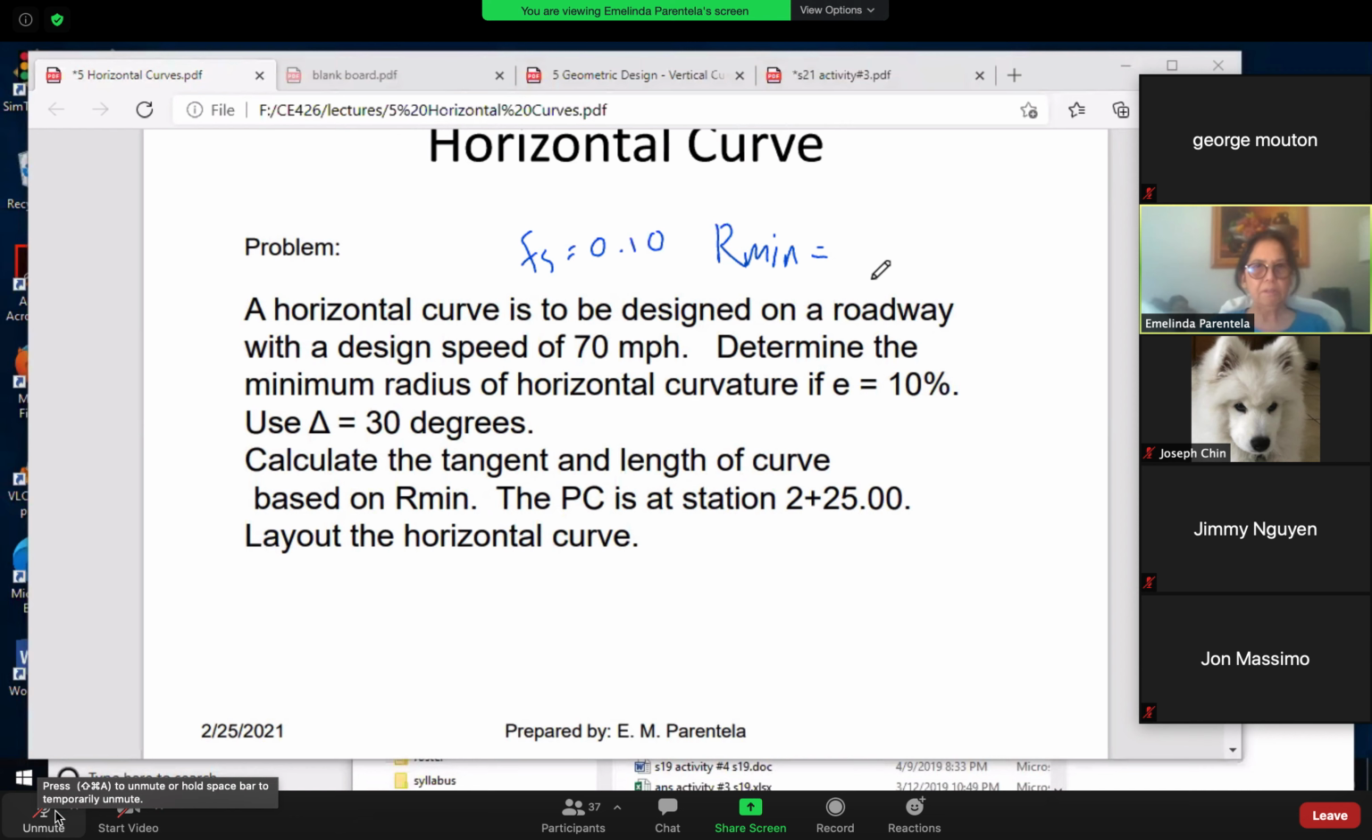Who got the answer? I don't know if this is right, but I got 3,234. 3,234. 3,230. Did all of you get, oh, I don't know.